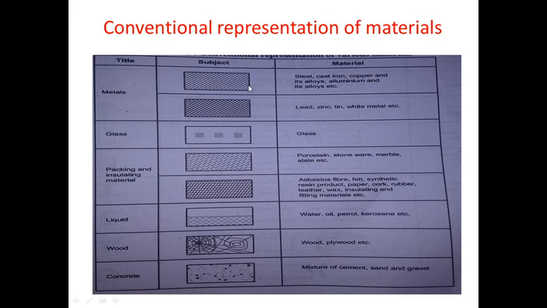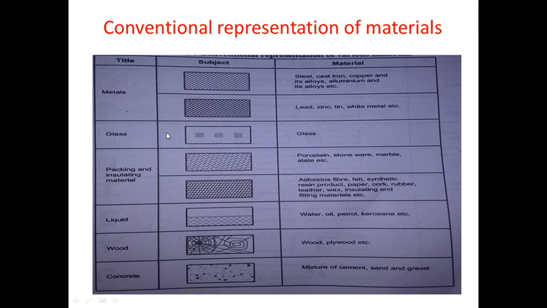So when you draw this rectangle with lines inclined at 45 degrees, this will stand for the representation of materials like steel, cast iron, etc. Similarly, for other materials like lead, zinc, tin, white metal, etc., we use this symbol. In this symbol you can see there is a rectangle in which lines are inclined at 45 degrees towards the right as well as towards the left. So when we use this symbol on a drawing or a production sheet, this symbol will indicate materials like lead, zinc, tin, white metal, etc.